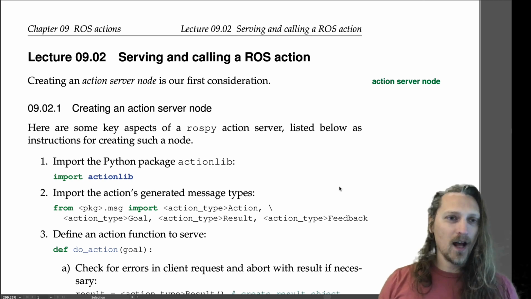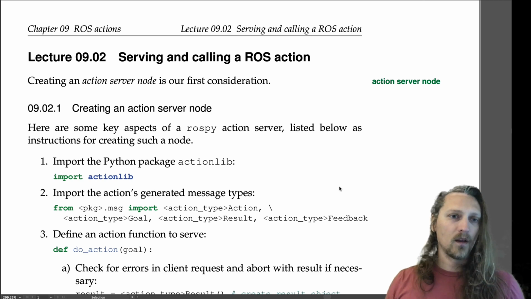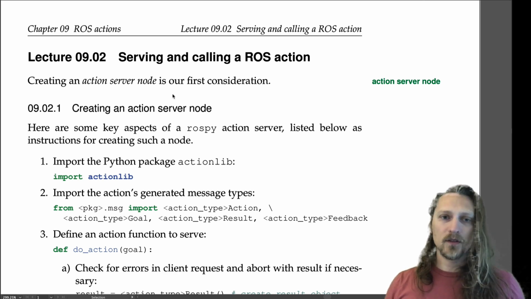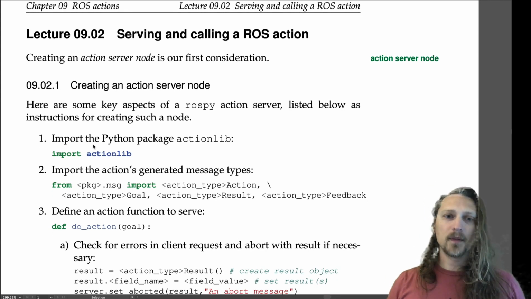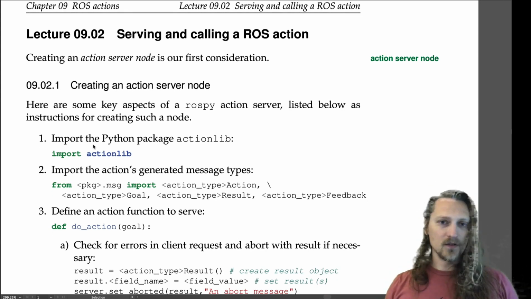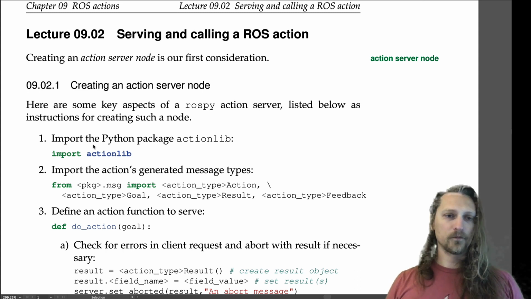To lecture 9.2, serving and calling a ROS action. Creating an action server node is our first consideration. So, section 9.2.1, creating an action server node. Here are some key aspects of a rospy action server listed below as instructions for creating such a node.